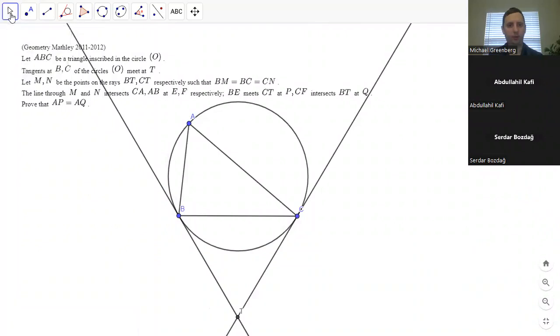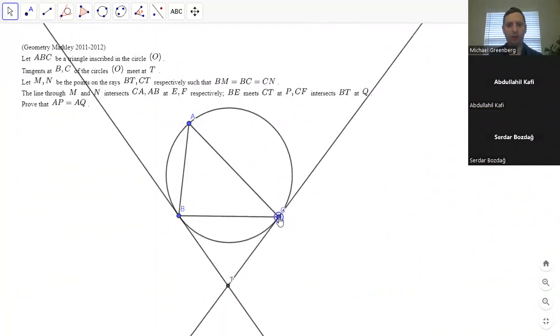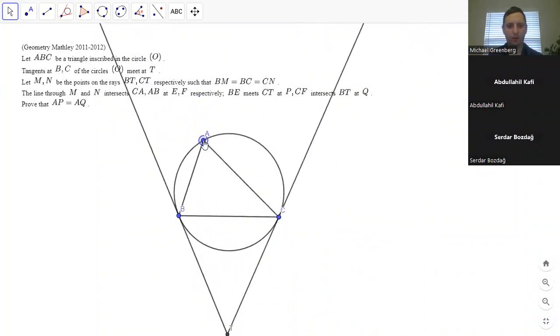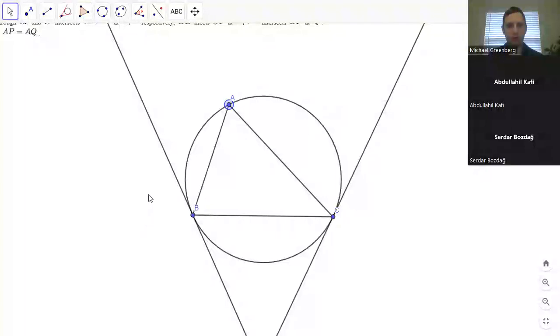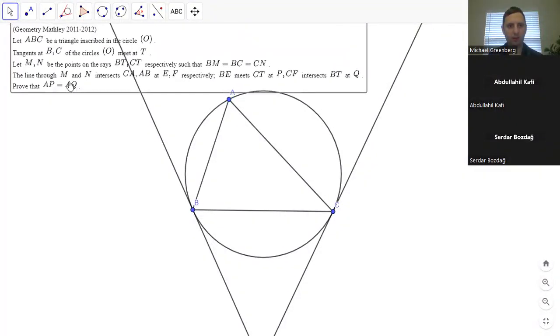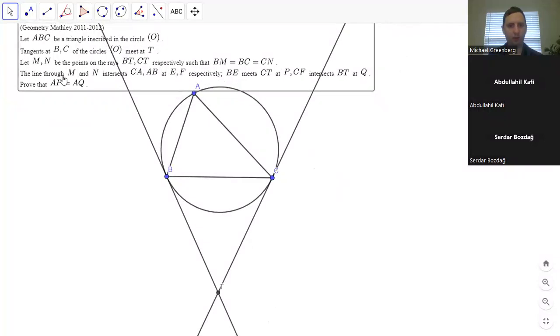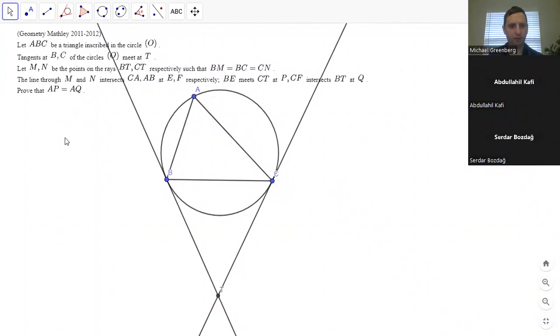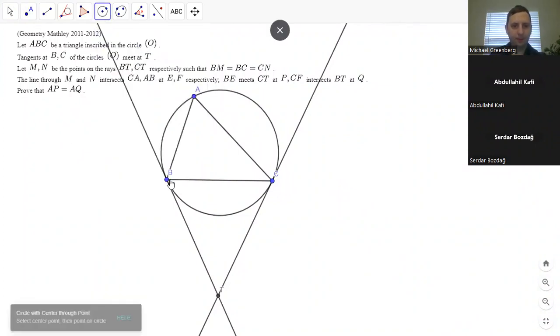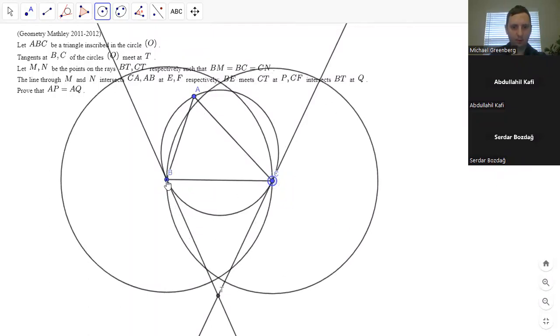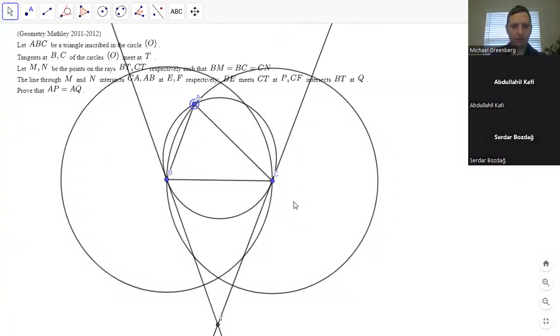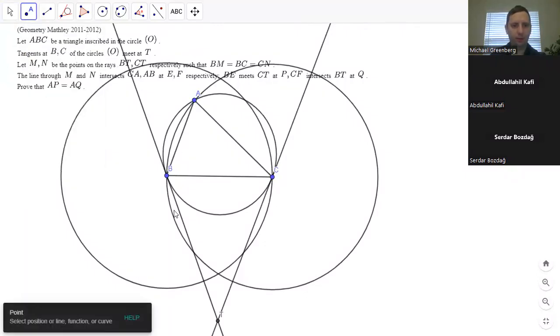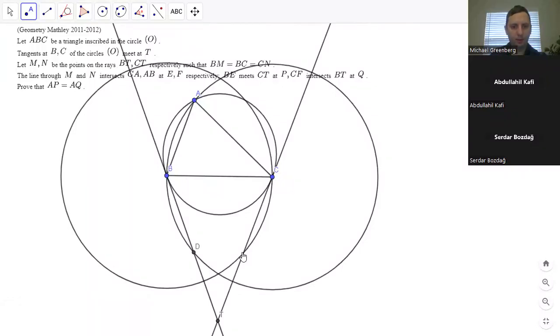So let me try to make a picture where BT and CT are bigger than BC. So maybe something like that, just to make it easier to see. And let's draw M and N. Let me try to make it a little bit farther. I think that looks better. Okay, so we have M and N. So BM equals BC equals CN.